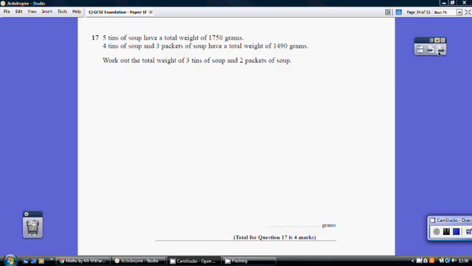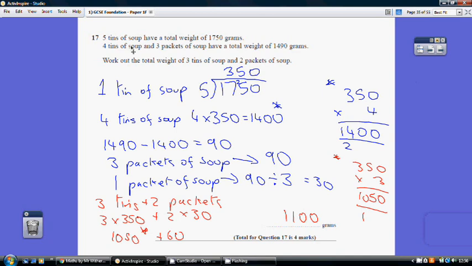Question 17. So 5 tins of soup have a total weight of 1750. So 1 tin of soup must have a weight of 1750 divided by 5, which is 350. So 4 tins of soup would be 4 lots of 350, which is 1400.